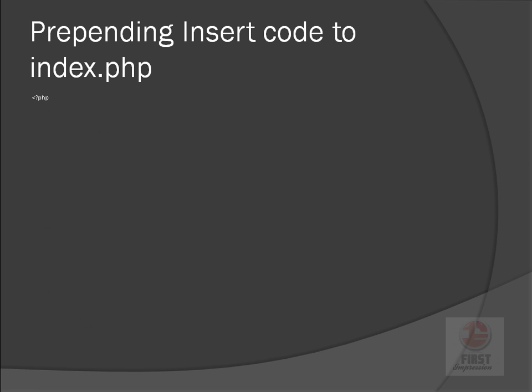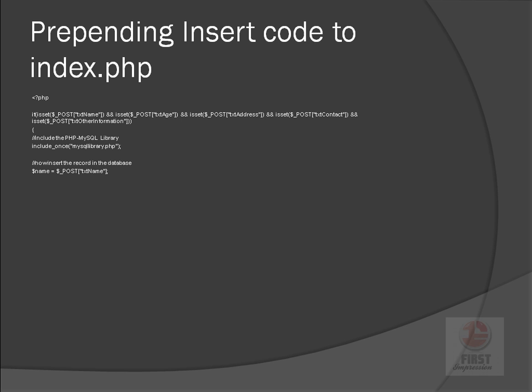Let's prepend the code. We'll have the PHP tag. We'll check if all the fields have been set, that is the name, age, address, contact and other information. If all the variables have been set, then we'll include the MySQL library and we will get the name, age, address, contact, other information. You can have some checks over here, that the age should be an integer, the address should have a format, or the contact number should have a format. You can do all the validations over here with the help of some if statements.